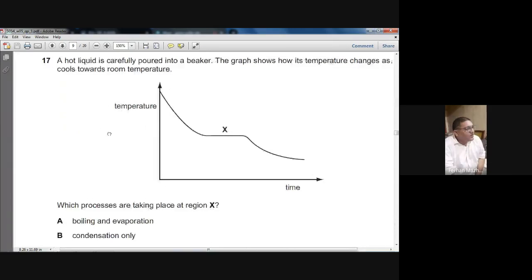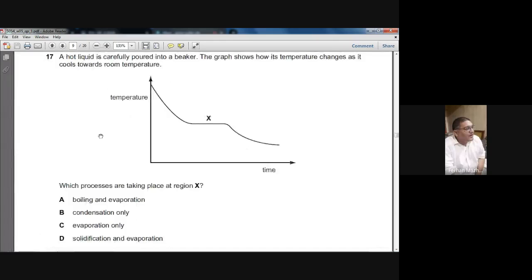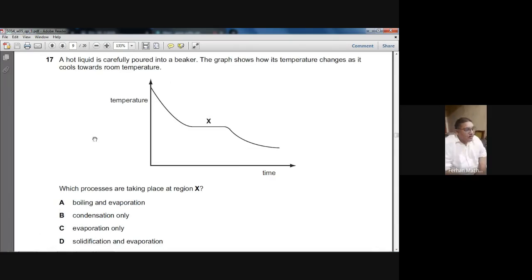So the next question, question number 17, is on your screen. A hot liquid is carefully poured into a beaker. The graph shows how its temperature changes as it cools towards room temperature. Which processes are taking place at the region X? So it was a liquid, and that liquid was cooling, and at the region X, the cooling curve becomes flat. So it means a state change is taking place.